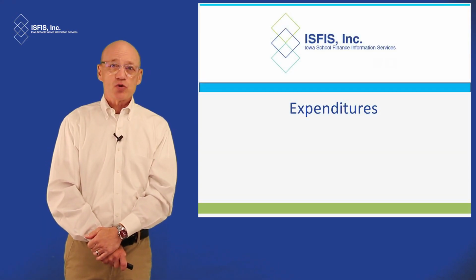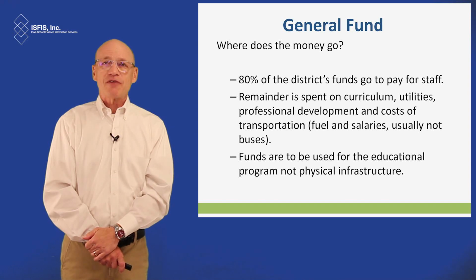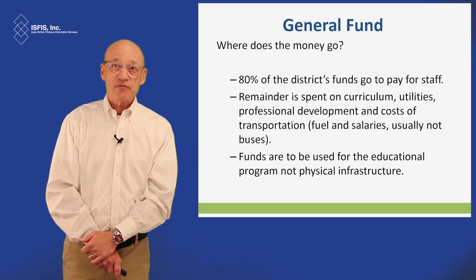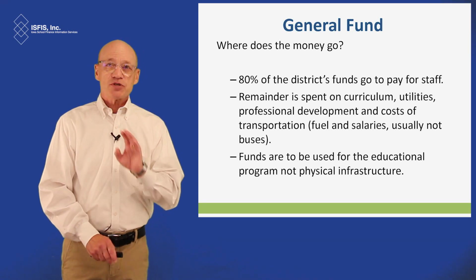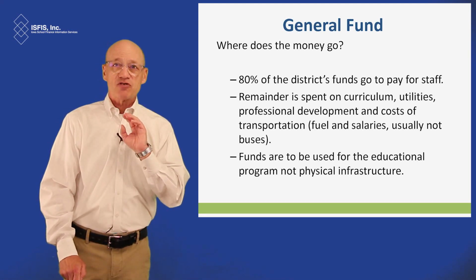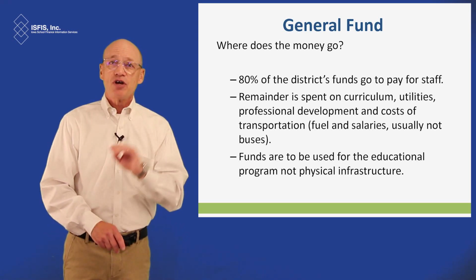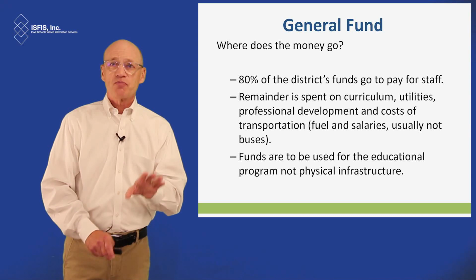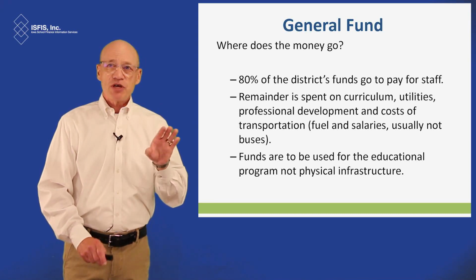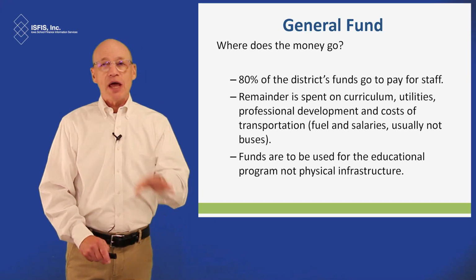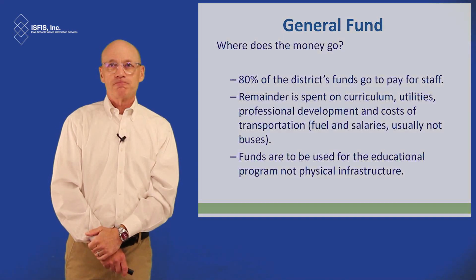Let's talk about expenditures. Where does the money go in a school district's general fund? On average, 80% of the school district's funds go to pay for staff. The remaining 20% goes for everything else, whether that's curriculum, professional development, transportation, or whatever it is. And funds in the general fund are to be used for the educational program and not for physical infrastructure.